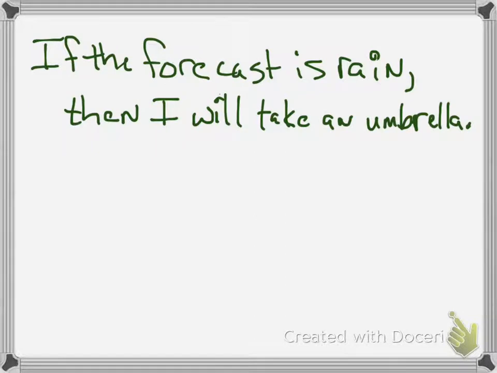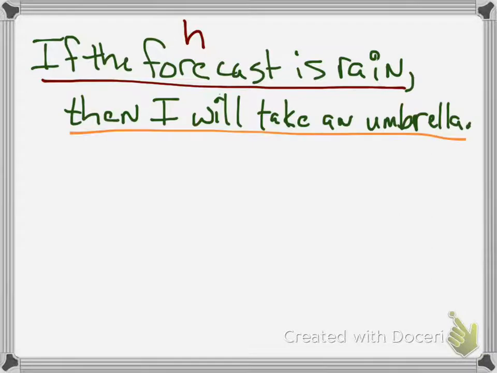Okay, so here is an if-then statement. If the forecast is rain, comma, then I will take an umbrella. Now, in any if-then statement, we can divide it into what's called a hypothesis and a conclusion. So again, the if part is the hypothesis, and the then part is the conclusion. Okay?